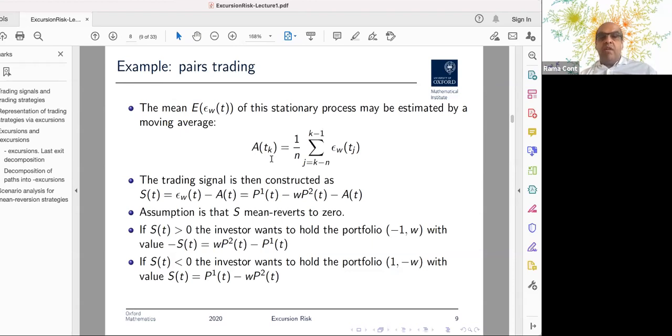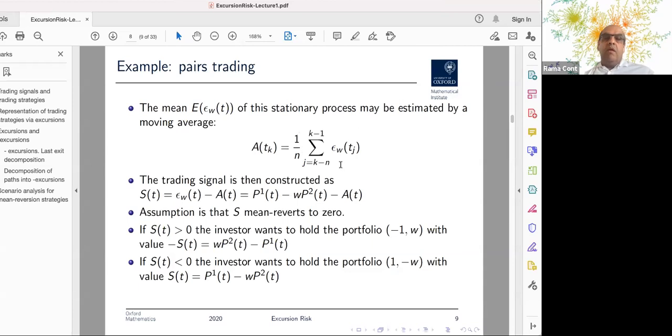And this is my forecast for the price of this portfolio P1 minus WP2, because that's the mean of this portfolio. And then if it's stationary, I expect that it's going to revert to this mean at some horizon. So in this price trading strategy, this is how it works.